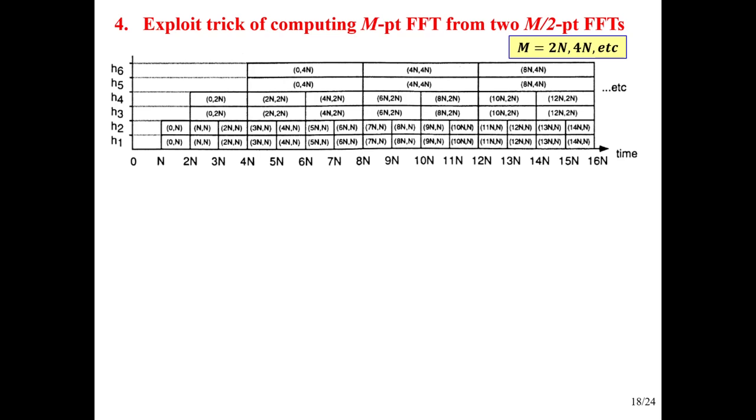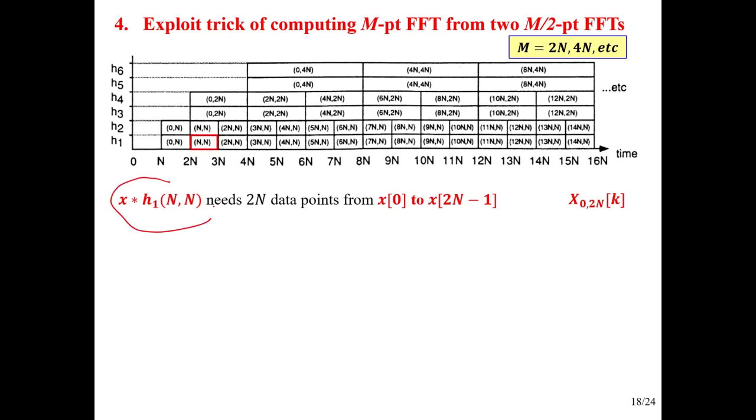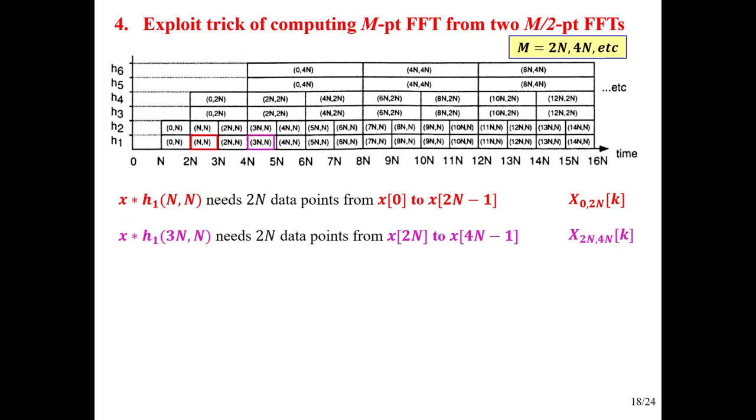Trick number 4, quite a bit more complicated, a little harder to see, but here's the idea. So let's look at computing this convolution. So what we're doing in this block, I need 2N data points from x0 to 2N minus 1. Let's call that DFT this. So I'm going to need that DFT, and in this block I will have computed that. And now let's also look here.